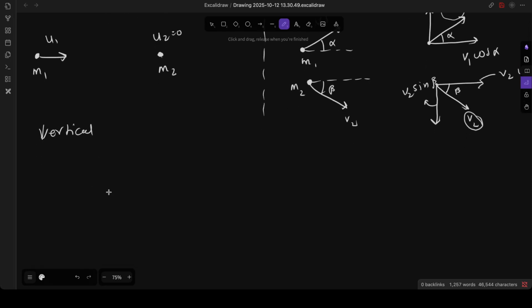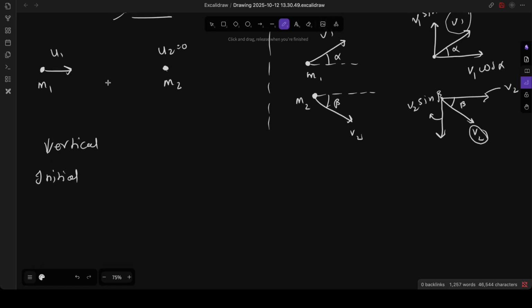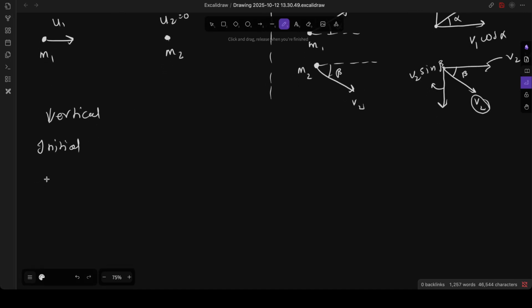Now in vertical, in the initial scenario before the collision, there are no vertical velocities. That means vertical velocities are 0, which directly means your vertical momentum is 0, but still, for the sake of maths, I'll say m1 times 0 plus m2 times 0, and this gives me the sum of initial, which is 0.